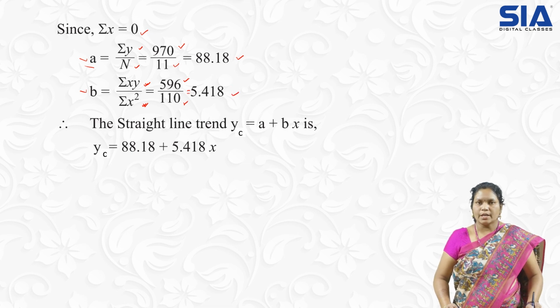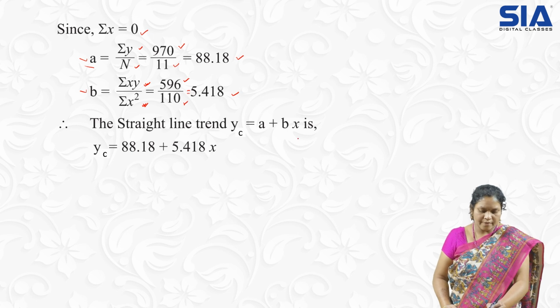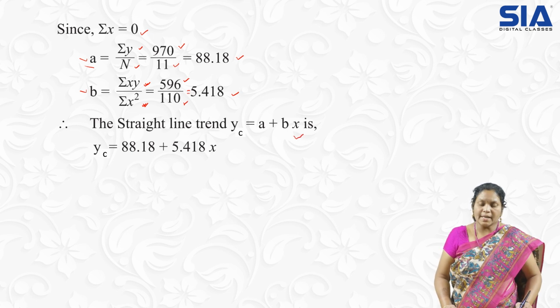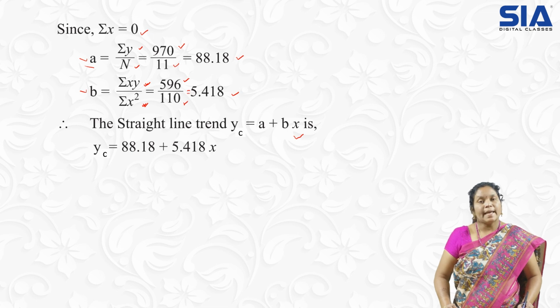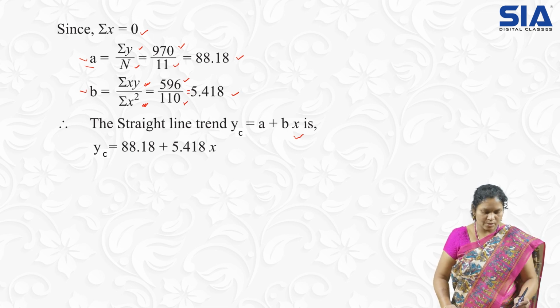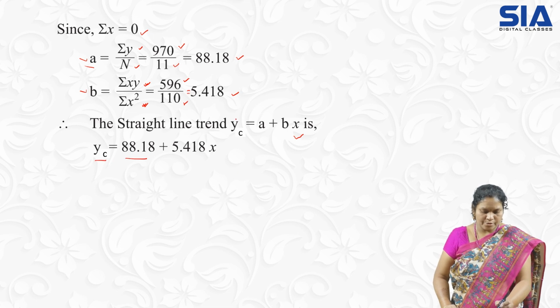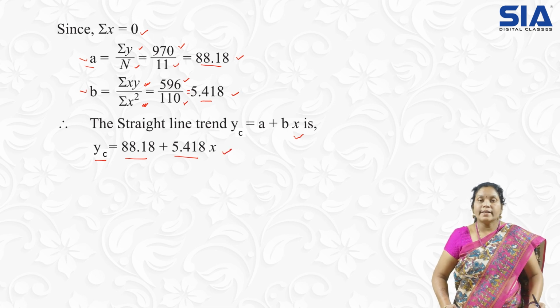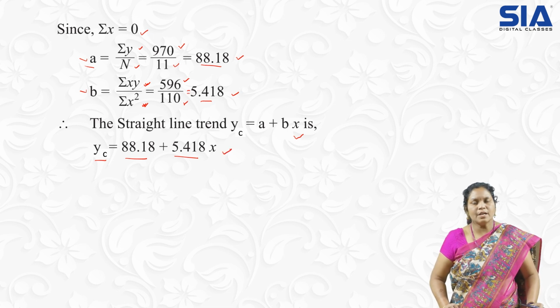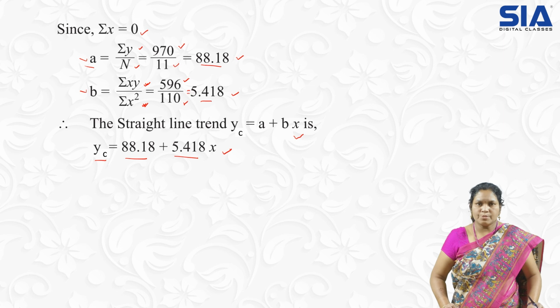Now let us go for our straight line equation. So straight line equation we have discussed in the beginning, right? Yc is equal to a plus bx is the formula. a, b values we have obtained. That's what is your trend equation. So let us substitute in that. Yc is equal to a value I have substituted from here and b value from here. X remains as it is. So this is your trend equation for straight line. So we have substituted a, b.